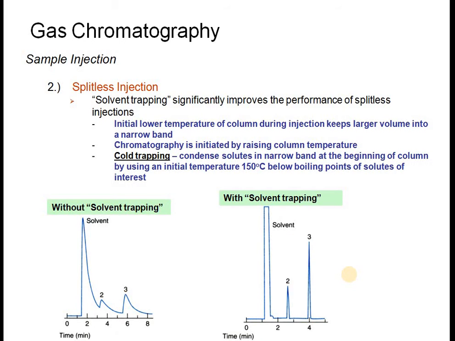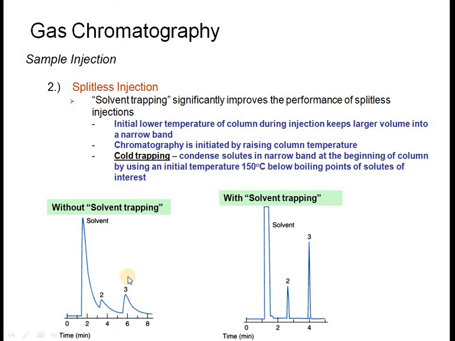Splitless injection: solvent trapping significantly improves performance. The initial lower temperature of the column during injection keeps the large volume in a narrow band. Chromatography is initiated by raising the column temperature. Cold trapping: condense the solute in a narrow band at the beginning of the column by using an initial temperature 150 degrees centigrade below the boiling point of the solute of interest.